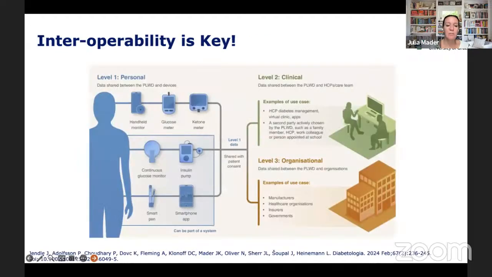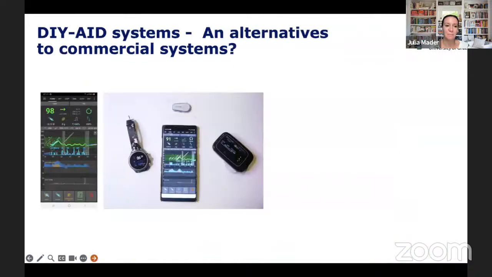One of the important factors is, of course, interoperability, because what else would you want in the clinic than having access to the full data? And also for the person with diabetes, it's optimal if they have access to different types of technology, so if they can put the system together at their likings. But that's still one of the dreams that we have that is not yet completely fulfilled.